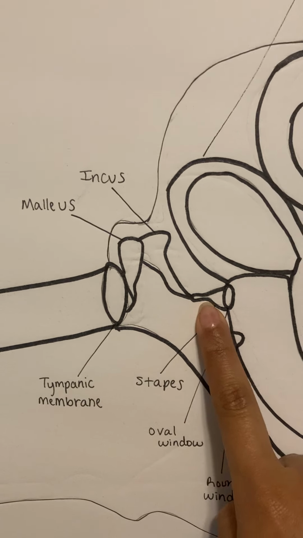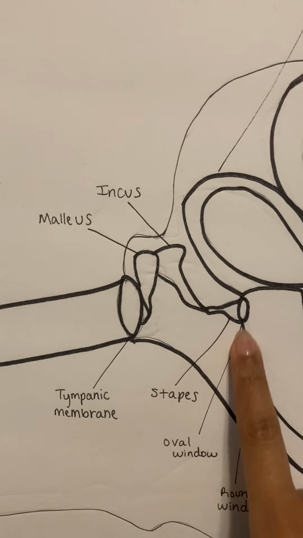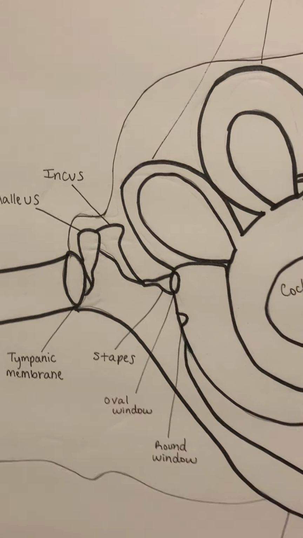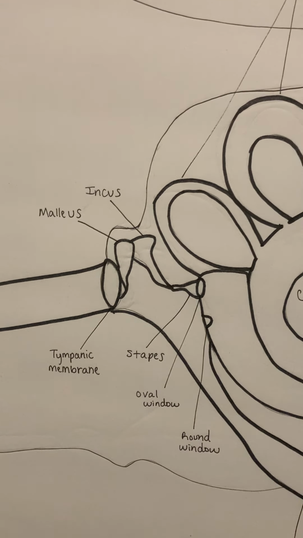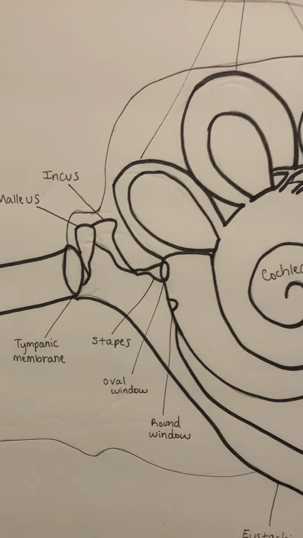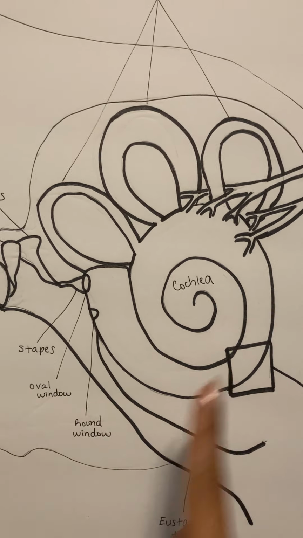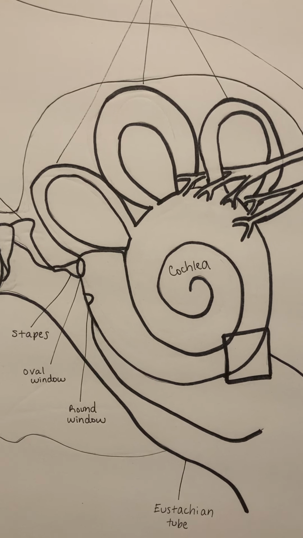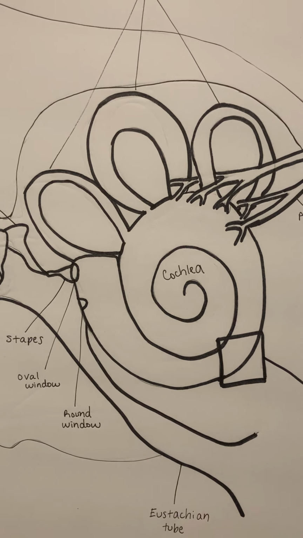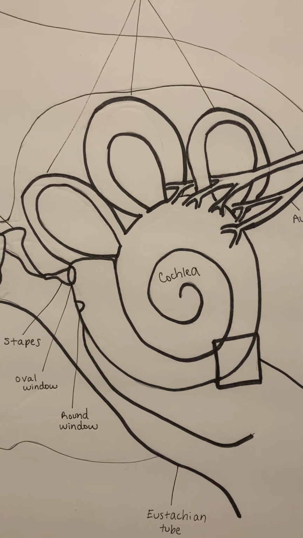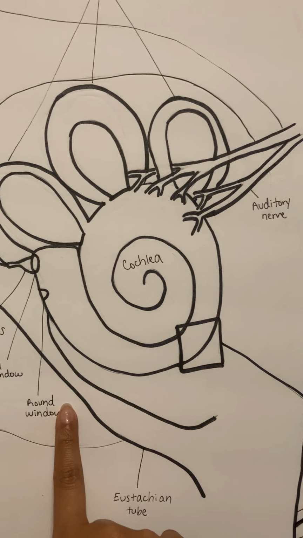stapes to also vibrate. At the foot of the stapes is the oval window of the cochlea, which rocks back and forth with these vibrations. And as the oval window rocks back and forth, it causes waves in the cochlear fluid, which turn the mechanical energy into hydraulic energy. The wave of hydraulic energy travels through the cochlear fluids and bounces off of the round window right here.